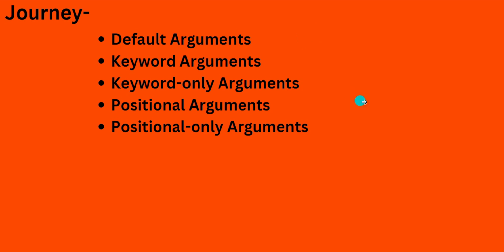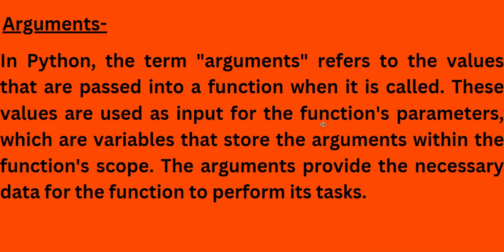In this video, we will discuss types of arguments: default arguments, keyword only arguments, positional arguments and positional only arguments. Let's get started. What are arguments? Arguments are the values that are passed into a function when it is called. These arguments provide necessary data for the function to perform its task.